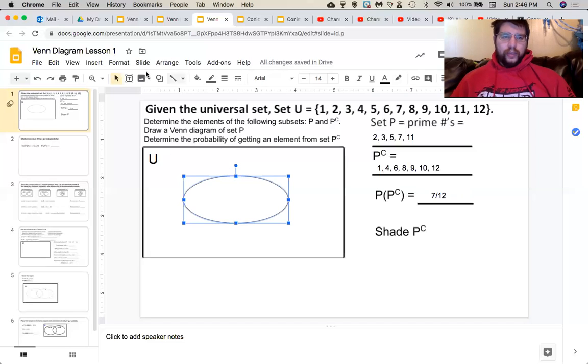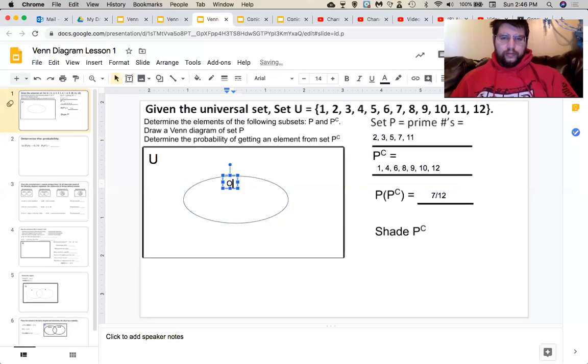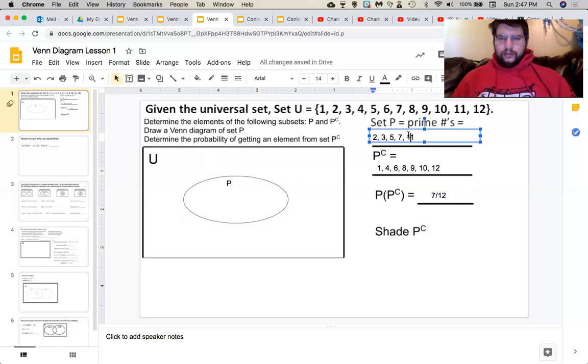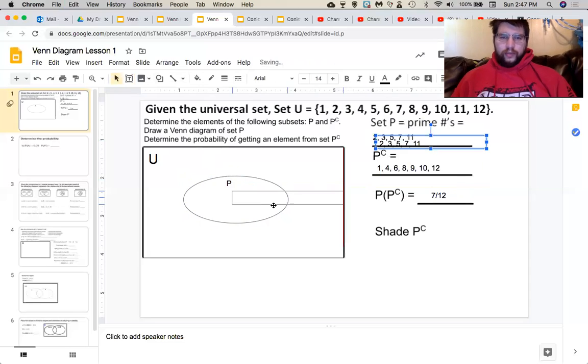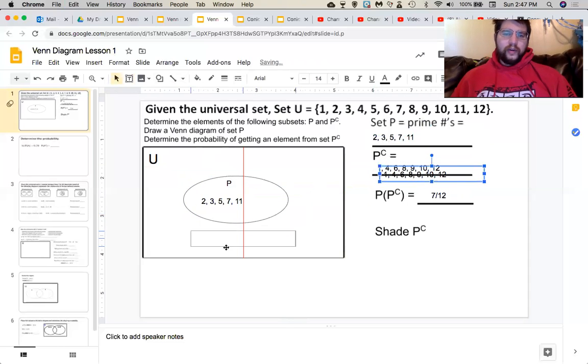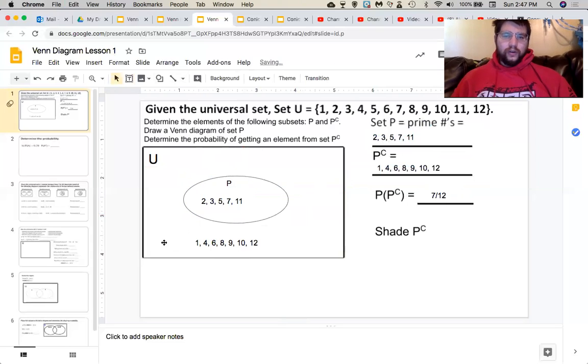So this is going to be set P. So I'm going to name it P. There's a P. And inside of P, we have these numbers, copy and paste them. Thank you for being on a computer. It makes it a lot easier. And P complement is everything else. So you actually don't have to put it in there, but if we did, it would be anywhere outside of that ellipse. So I want to shade everything that's not inside this ellipse.